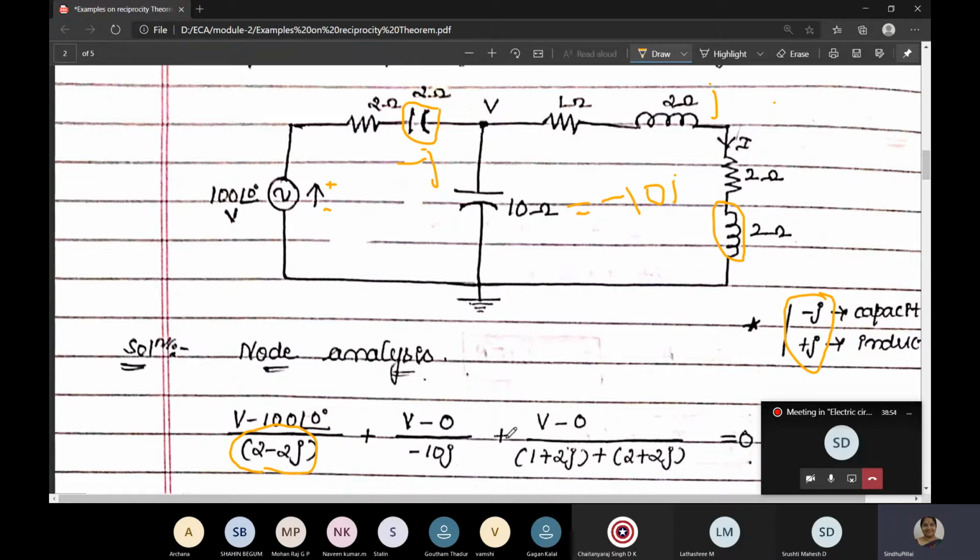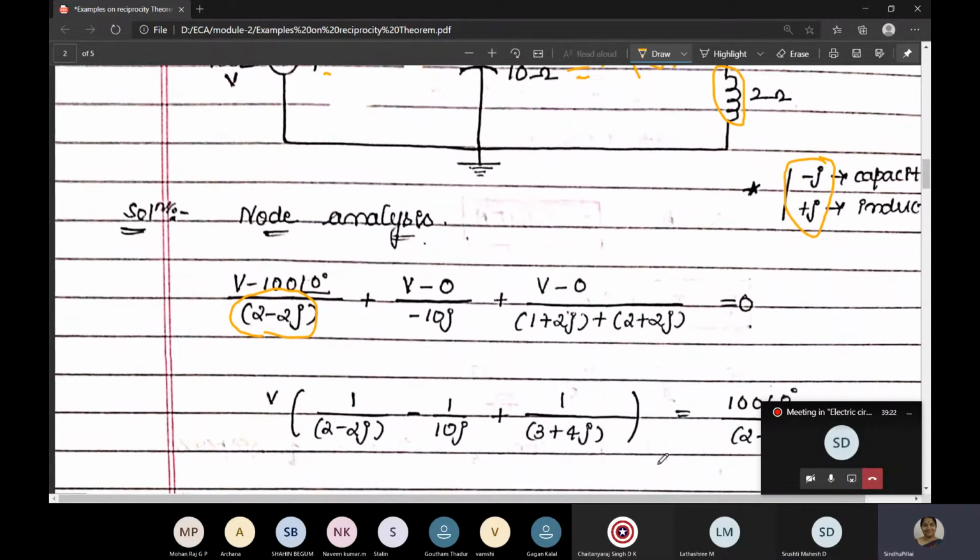So you'll write minus 10J plus V, again it is connected to ground, (V minus 0) divided by, see this resistance, they are all in series, they are added. So 1 ohm plus 2 ohm, it is 3 ohm. Getting it? Or you can just write it as 3 ohm plus 4J, or you can write as 1 plus 2J. Okay, 1 plus 2J, 2 plus 2J. It is written. So you can combine that and write.